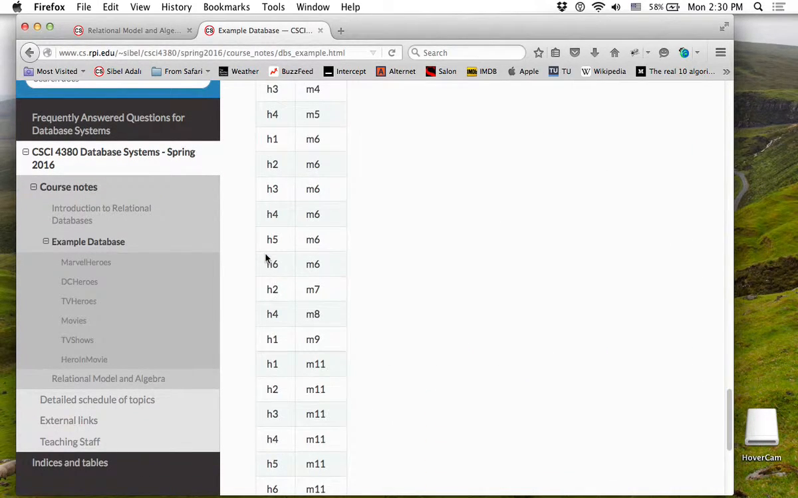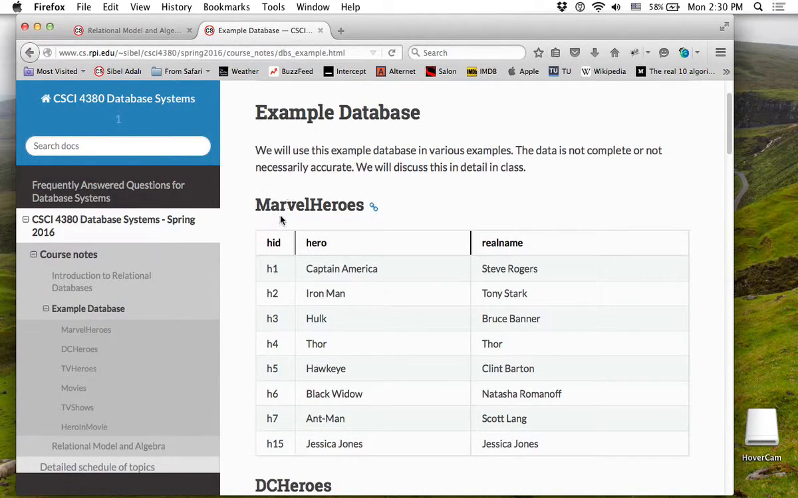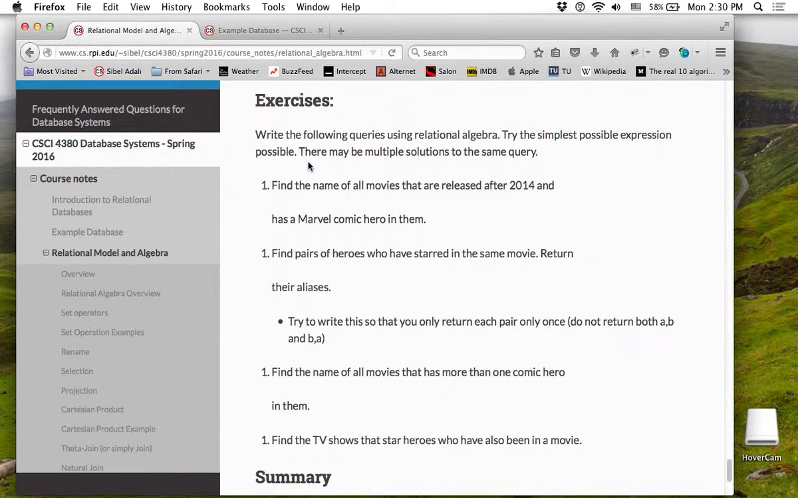Then for these heroes that I find, I am going to join with this. Again, natural join will work because that has the same attribute. And the fact that it joins with this, like intersection, means that there is a Marvel hero, right? I don't need to do anything else. As long as it joins with a tuple here, then it satisfies my query. Okay? So, find the name of all movies that are released after 2014 and have a Marvel hero in them.